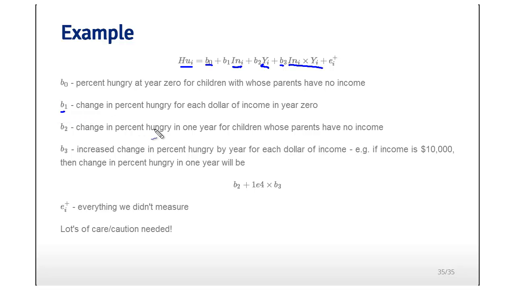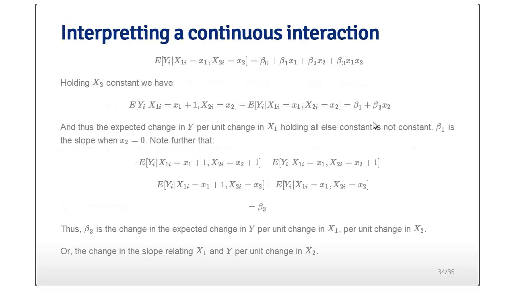So beta 1 is the change in percent hungry for each dollar of income in year 0. Beta 2 is the change in percent hungry in 1 year for children whose parents have no income. Again, just hearkening back to my notation here, these coefficients are interpreted this way only when the other variable is 0; only then do those make sense.